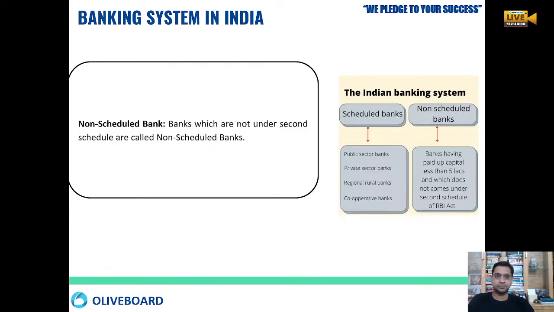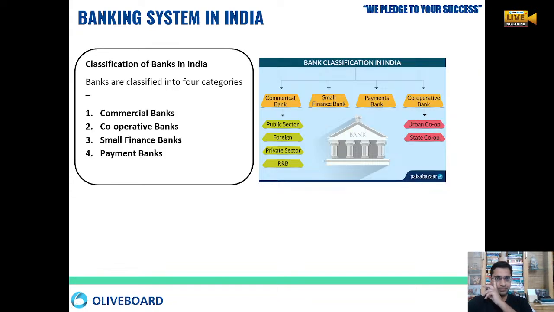Non-scheduled banks, obviously those whose name is not in the scheduled list, are called non-scheduled banks, right? Non-scheduled banks have a paid up capital of less than 5 lakhs and are not covered under the second schedule of the RBI Act. That is called non-scheduled banks.